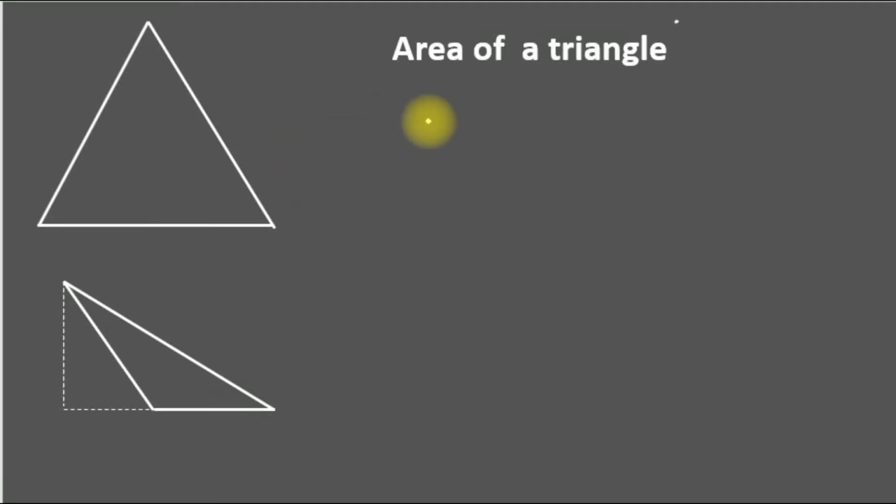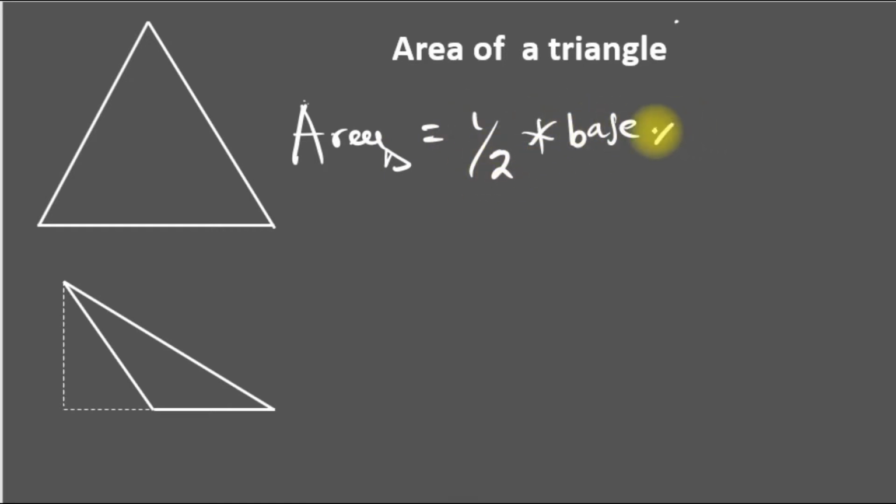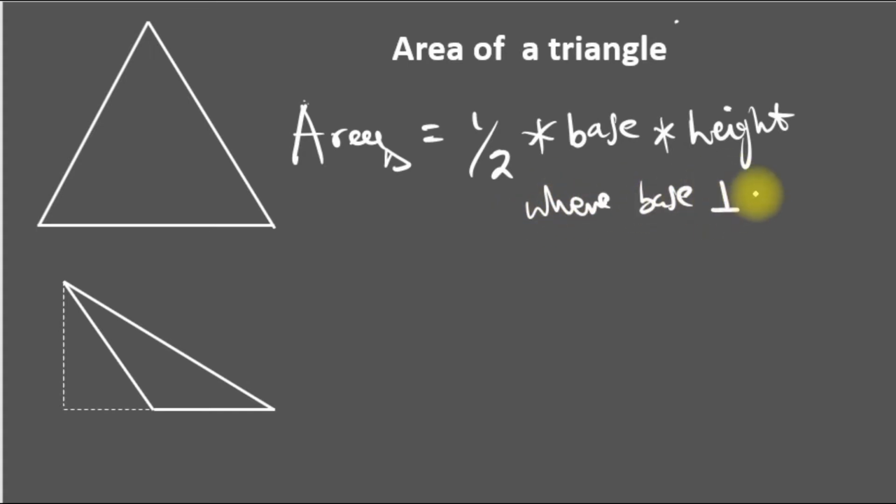We're on the area of a triangle. The area of any triangle is always half times base times height, where the base is always perpendicular to the height.